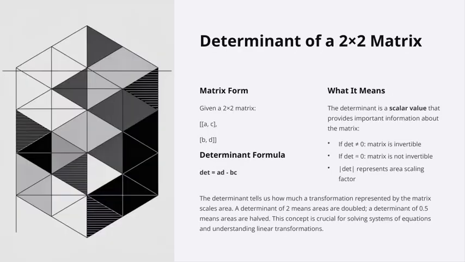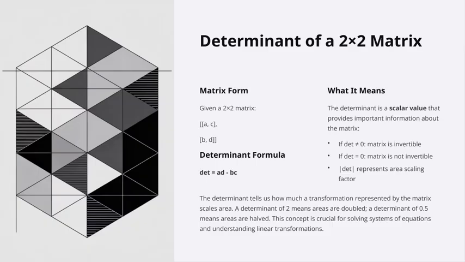Let's talk about the determinant of a 2 by 2 matrix. When we have a matrix in this form, with elements a, b, c, and d arranged like this, [a b; c d], the determinant is calculated as ad minus bc. This simple formula actually holds a lot of significance.